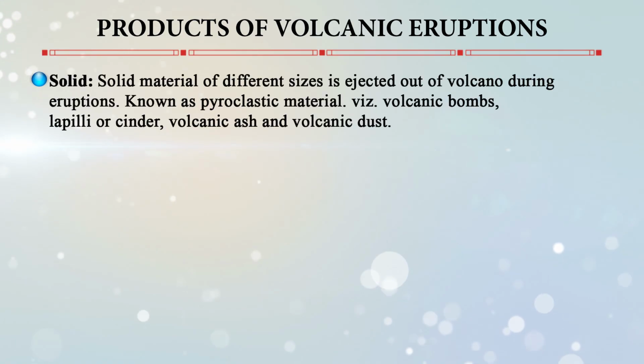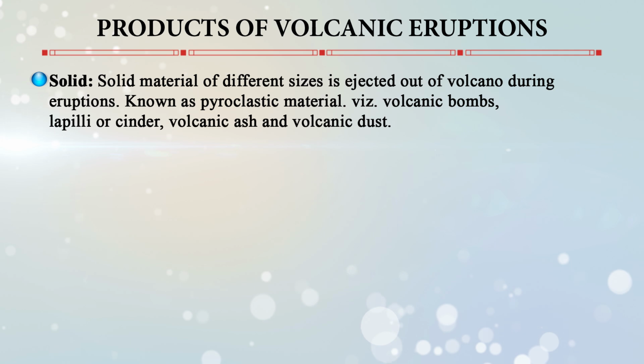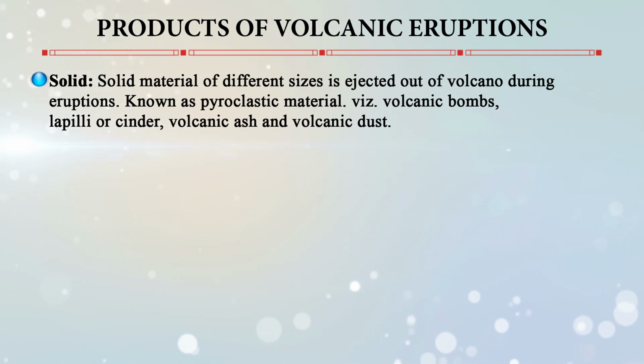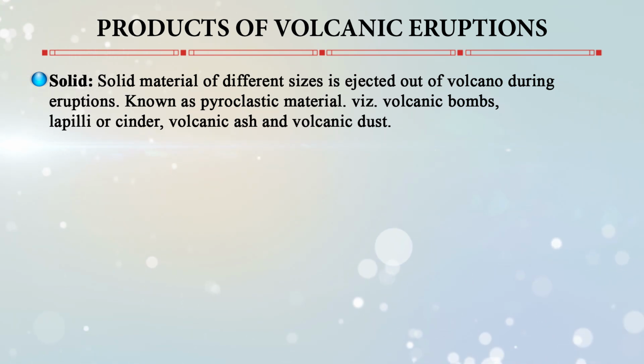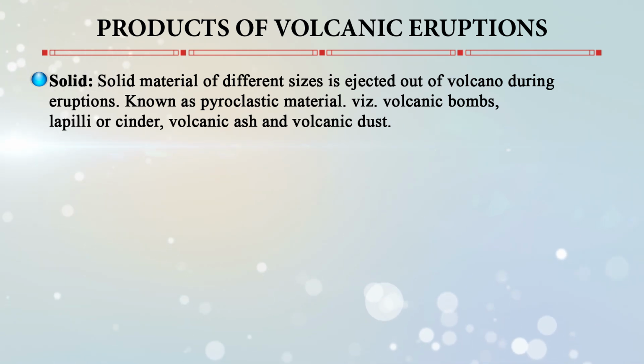If you see the products of the volcanic eruption, what is the material coming out of it? It can be solid, it can be liquid or it can be gas. Solid material of different sizes is ejected out of volcano during eruptions. They are known as pyroclastic material. They have different terms: volcanic bombs, lapilli or cinder, volcanic ash or volcanic dust. These depend on the size and shape of the particles.